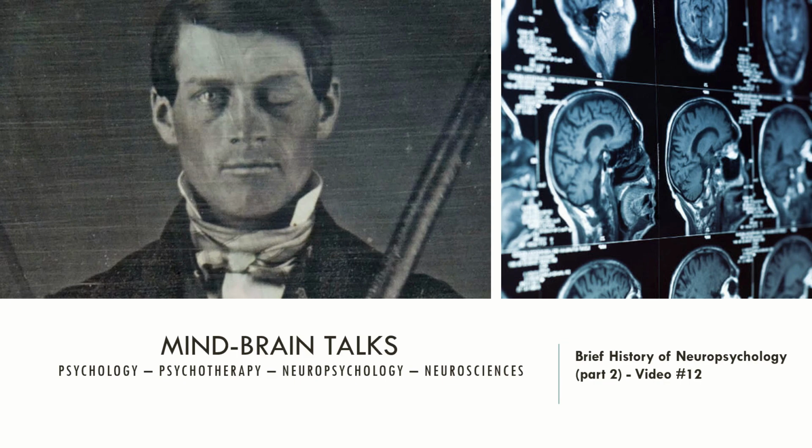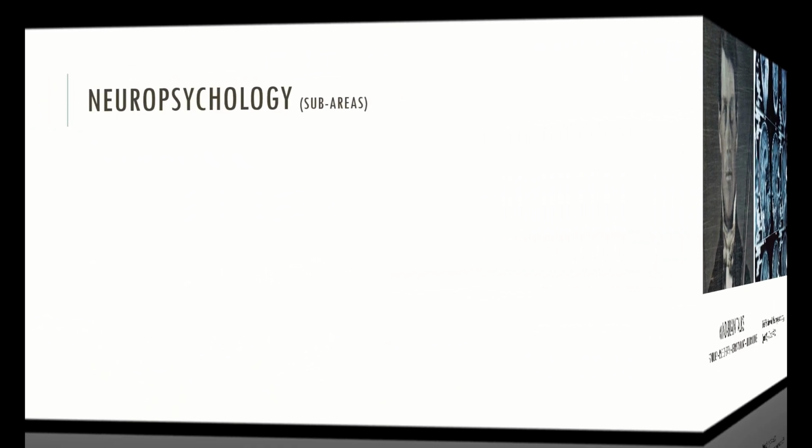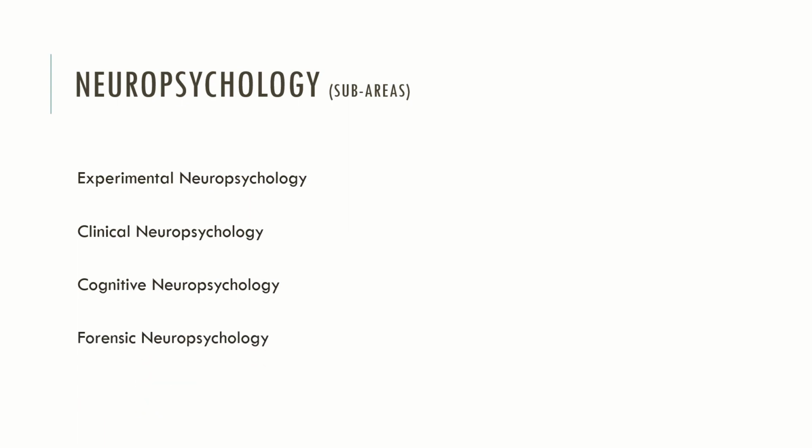So now let's look at different branches of neuropsychology. We can find different sub-areas here: experimental neuropsychology, clinical neuropsychology, cognitive neuropsychology, forensic neuropsychology, and educational neuropsychology. Don't worry, in the future I will produce some videos talking about each one of these subfields, okay?